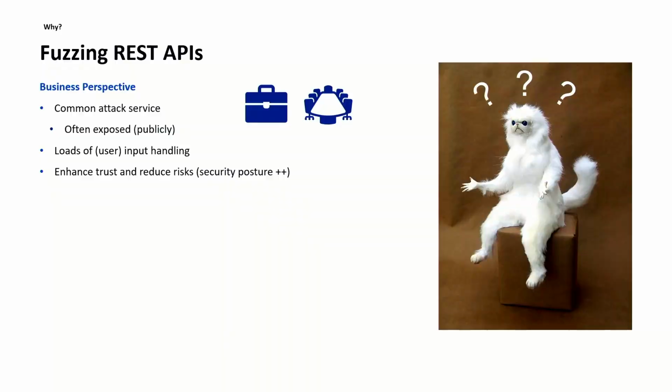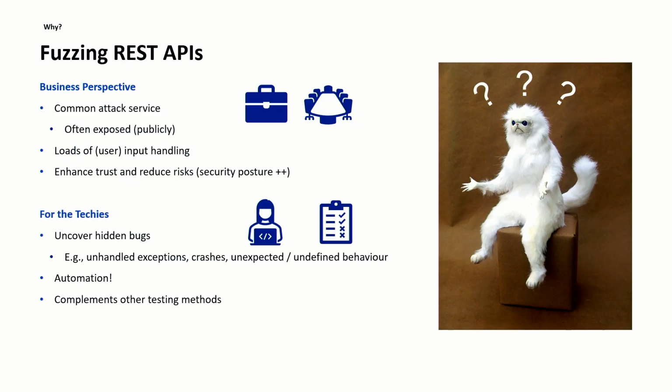Then we get to fuzzing REST APIs. For the business people, an API is a common attack surface, often exposed publicly. You want to enhance your trust and reduce the risks of your API, and thereby improve the security posture of the company. And it's, of course, handling a lot of input, so it's something you want to protect.